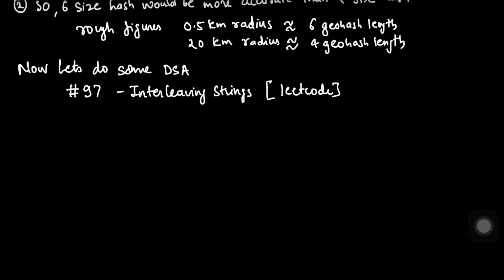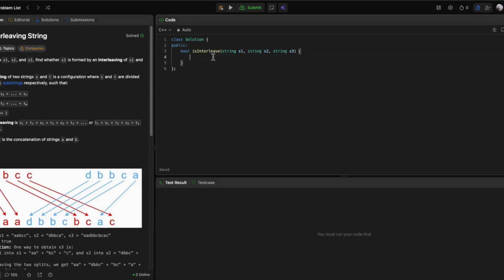But if we look at how we just used it in our proximity service, we didn't just interleave the strings for fun. Our S1, the string S1 which will be given in LeetCode, is the latitude sequence, and S2 would be a longitude sequence. The resulting S3, the interleaved string, becomes our geohash. So let's jump on to the LeetCode question, and maybe I'll explain this once again. Let's start with the problem, which is on LeetCode, Interleaving String.